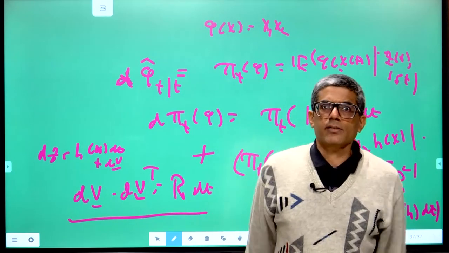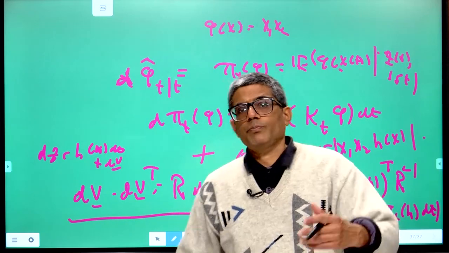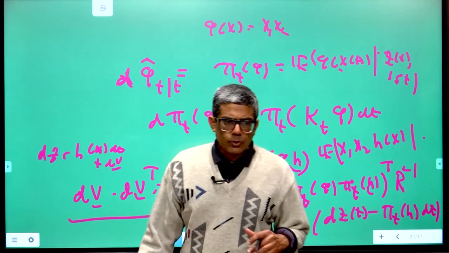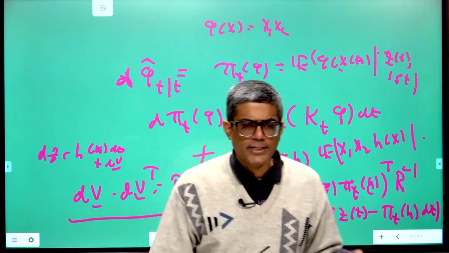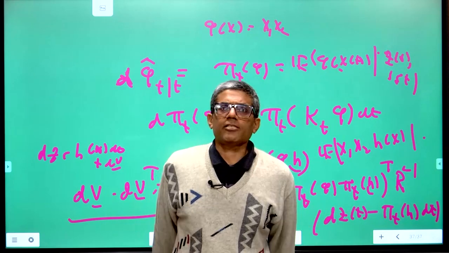Next time I shall discuss how to derive the extended Kalman filter from the Kushner-Kalyanpur filter, and then how to apply it to the robot problem to estimate the link angles in the presence of noise, and then we do a large deviation analysis of this system.